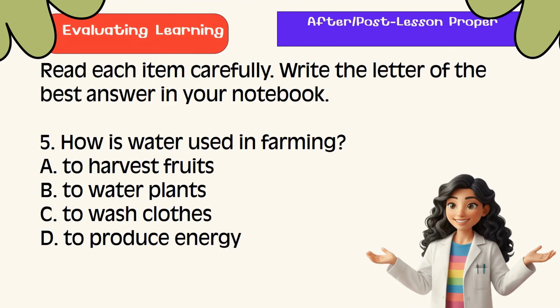Number 5. How is water used in farming? A. To harvest fruits. B. To water plants. C. To wash clothes. D. To produce energy.